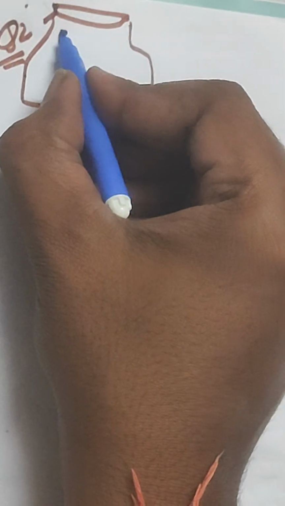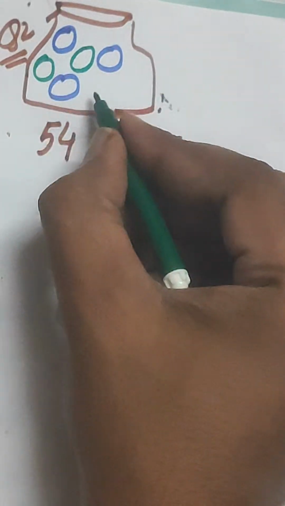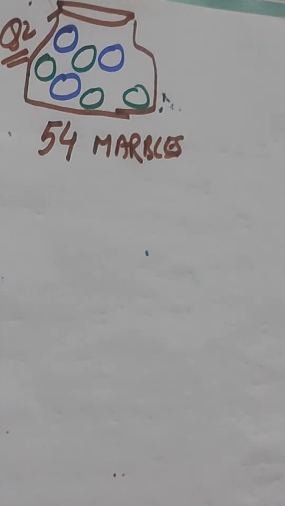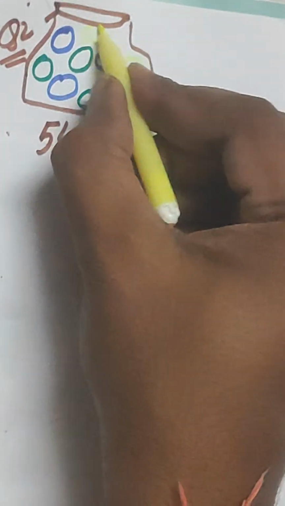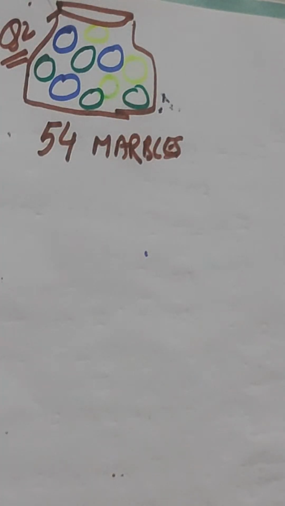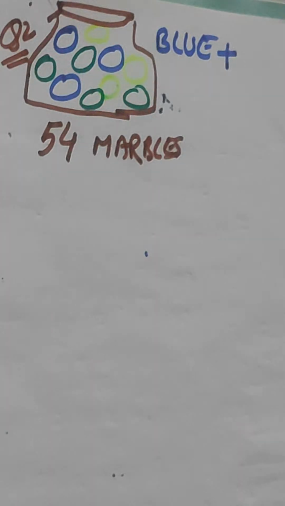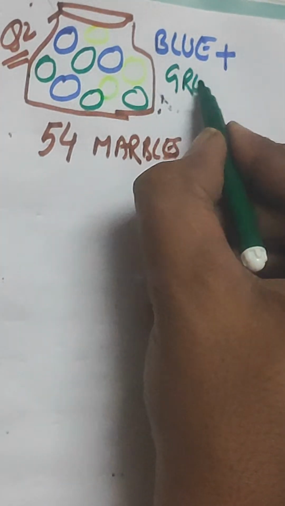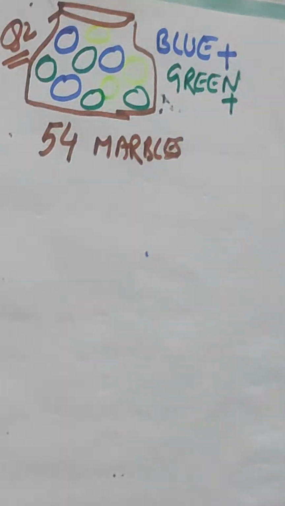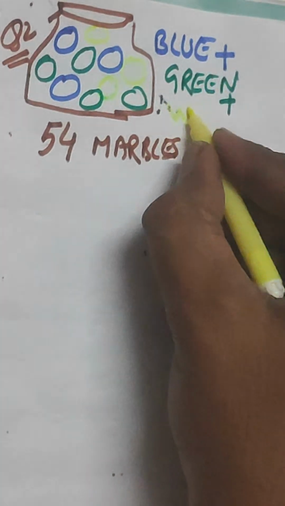So some are blue, let's say some are green, and some are white. For white we will represent it like this. These are the number of marbles. So this jar contains blue plus green plus white. We need to find the white.